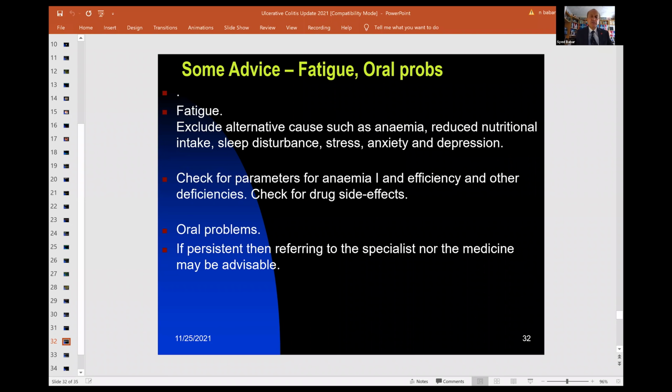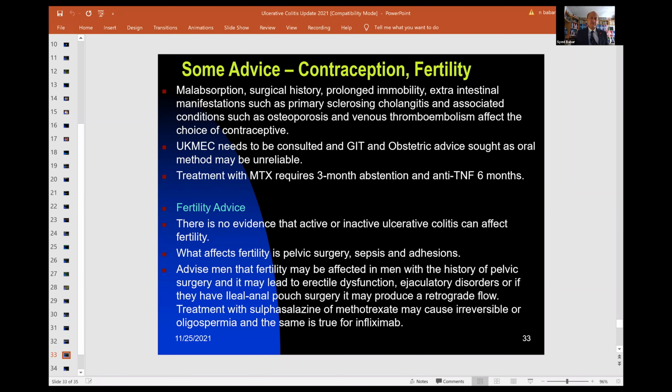So for non-specific symptoms such as fatigue, sleep disturbances, stress and anxiety, one should offer counseling, therapy, yoga, building up exercises in line with the exercises suggested for chronic fatigue syndrome. Parameters of anemia should be checked and corrected. And if there's an oral problem, refer to the oral specialist.